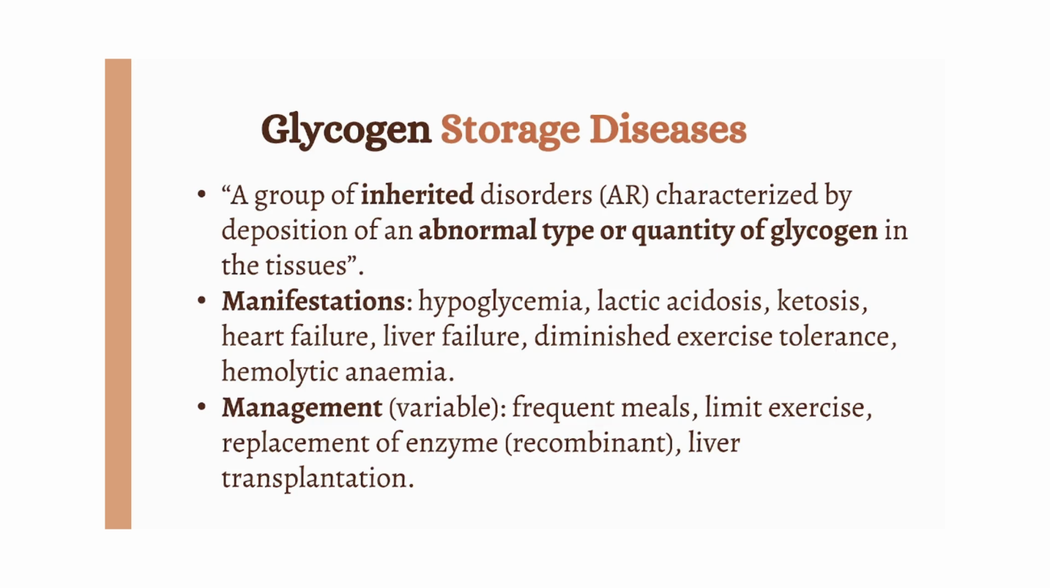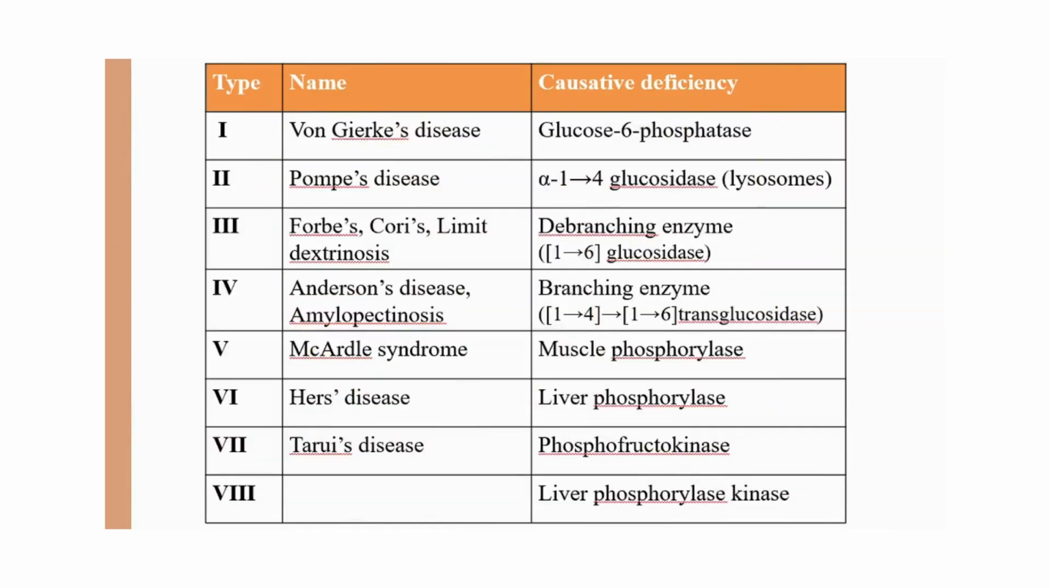How are the conditions managed? Depending on the specific type: frequent meals to replenish glucose in the circulation, limited exercise, replacement of the deficient enzyme, and liver transplantation is also an option. This is a table that illustrates the types.